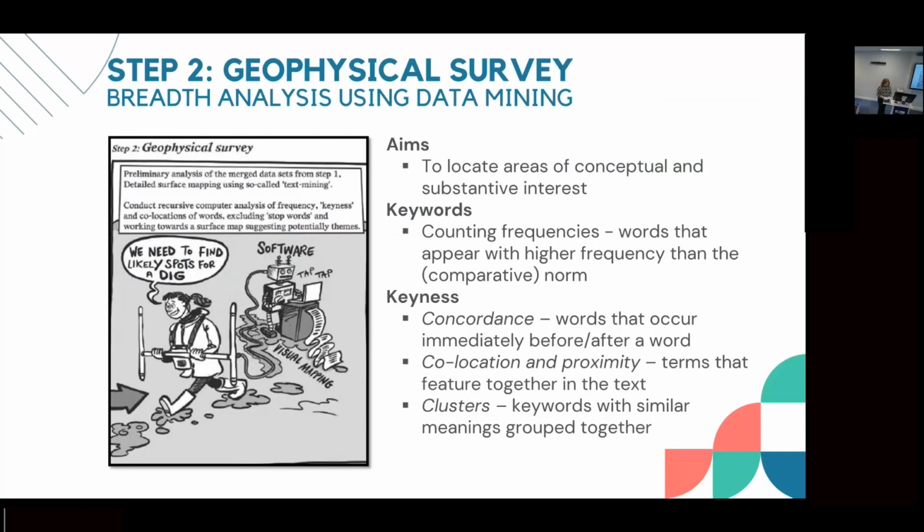And then step two comprises a ground-based geophysical survey of the data landscape, or the corpus, to assess what merits closer investigation. So conceptual and substantive areas of relevance to your research aims and questions. This step involves conducting breadth analysis. This is where the computational tools come in to help identify concepts associated with your interests across the corpus.